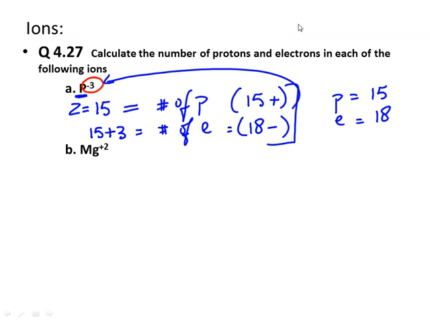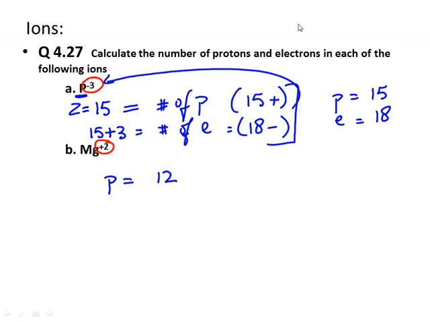Same thing, next one also. So magnesium, Z is 12 for magnesium. So the number of protons is 12, which means the total plus charge is 12. And since now the charge is plus 2, that means 2 electrons were lost. That is the reason why there's an overall charge of plus 2, because now there are 2 extra protons, more protons than electrons.